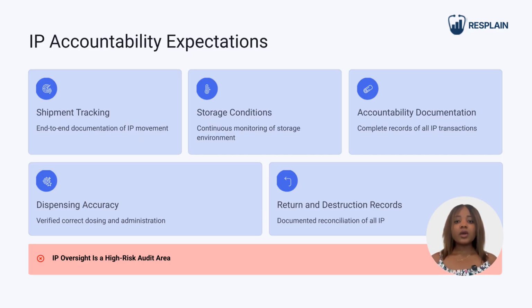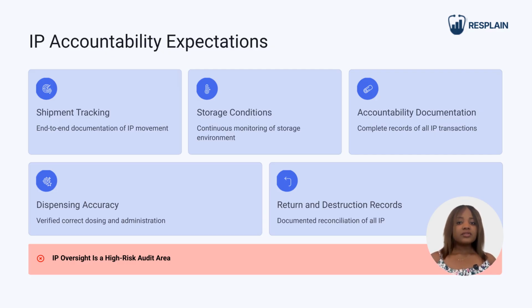Auditors may review whether shipment receipt, storage conditions, dispensing activities, inventory reconciliation, and accountability documentation were maintained accurately throughout the study. The updated guidance also reinforces that investigators retain responsibility for investigational product oversight even when certain activities are facilitated by sponsors, pharmacies, or delegated staff.